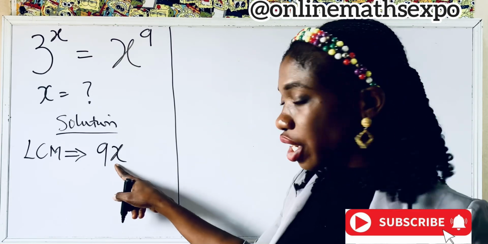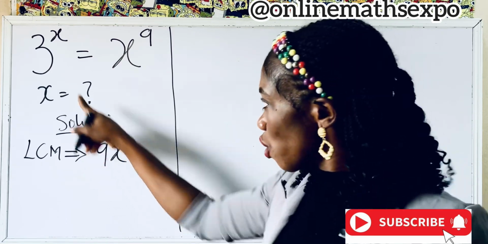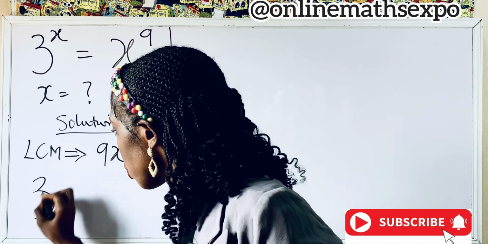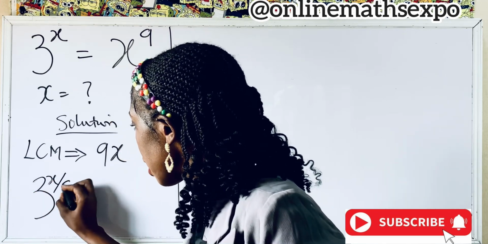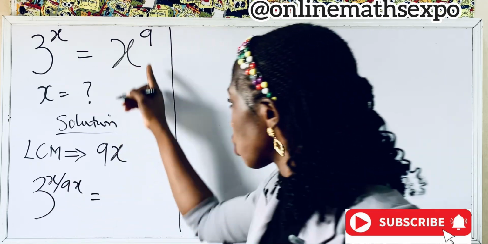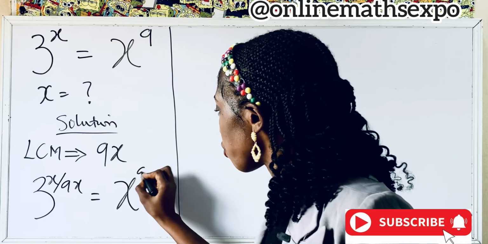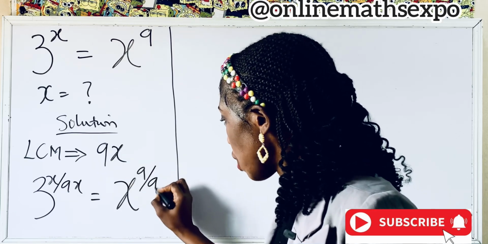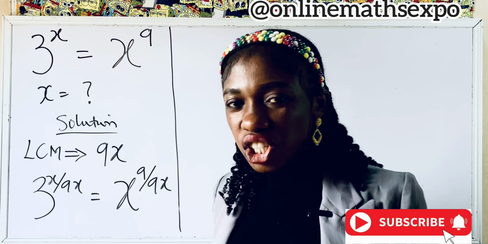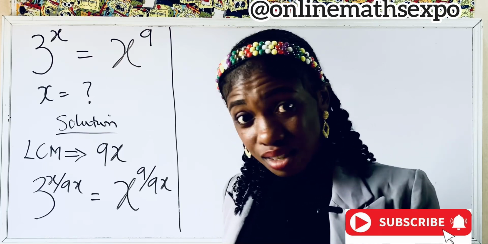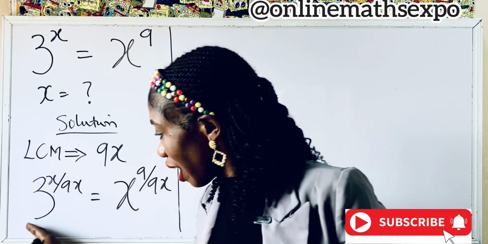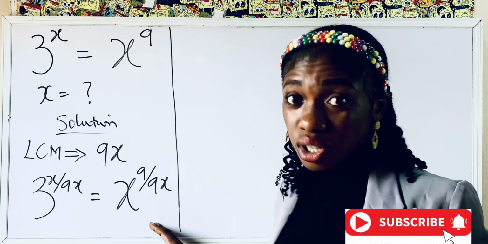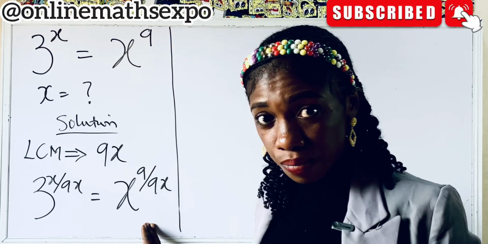Now what do we do with this? I'll show you. So we are going to bring this down and divide it by 9x, which is equal to x to the power of 9 divided by 9x. We have not changed anything. Why? Because what we did to the left, we also did to the right. So in this case, we are still in order.